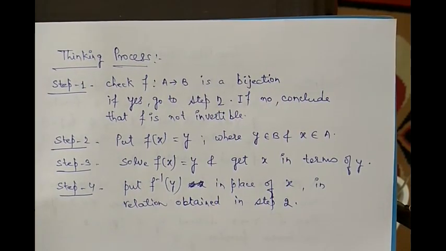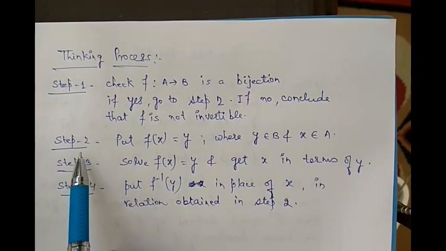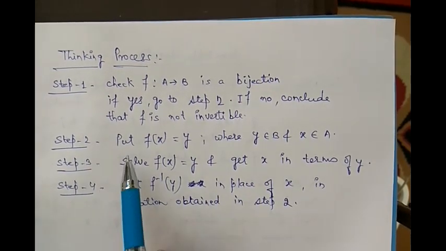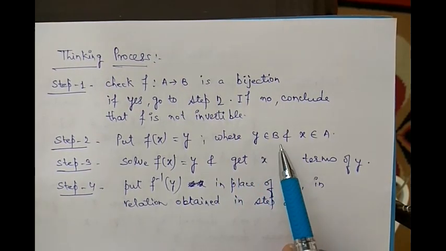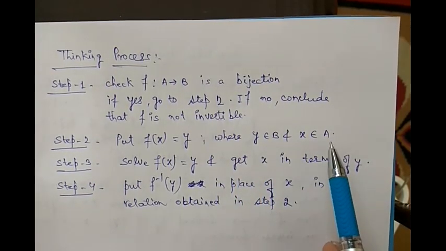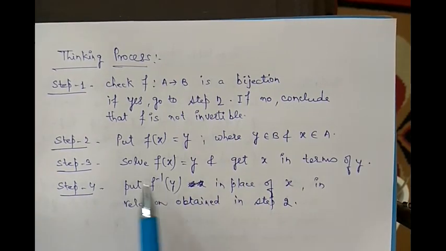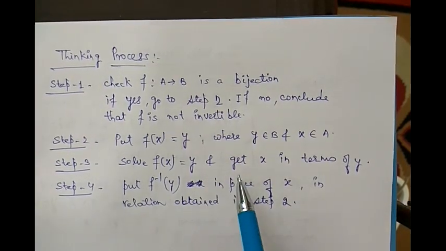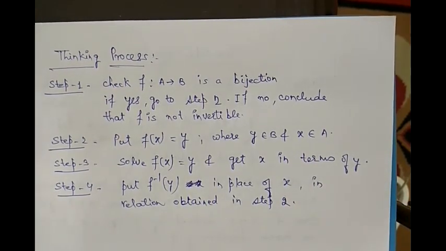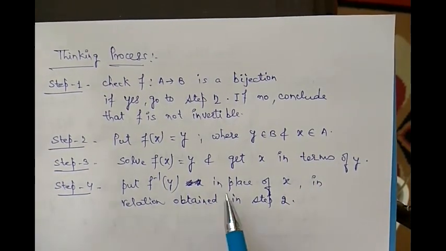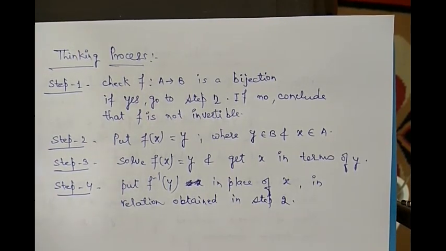Then what will we do? We will start with step 2. We will put f(x) equal to y, where y belongs to B and x belongs to A. Then step 3, solve f(x) equal to y and get the value of x in terms of y. Now the final step, put f inverse of y in place of x in the relation obtained in step 2. So this is the thinking process.